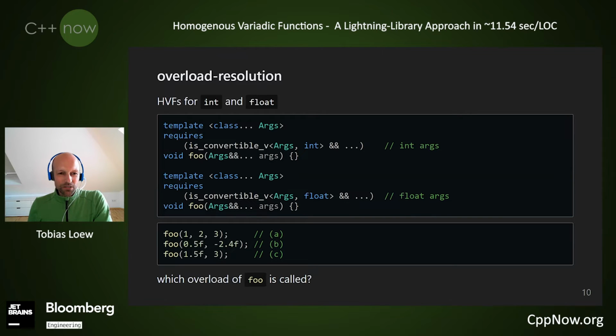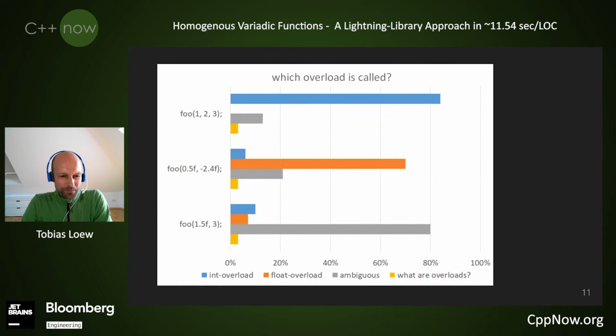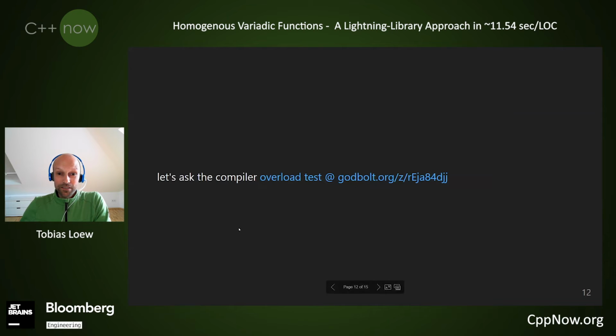So the problem is I wanted to make a poll, but in a lightning talk, that's pretty much time to waste. So I made up my own results. Here they are. For the first function, a large majority goes for the int overload. For the second function, a large majority goes for the float overload, but they are not as convinced of floats as of ints. And for the third function, a pretty large amount goes for ambiguous. And watch that yellow guy, I think he's at the wrong conference. So let's ask the compiler.